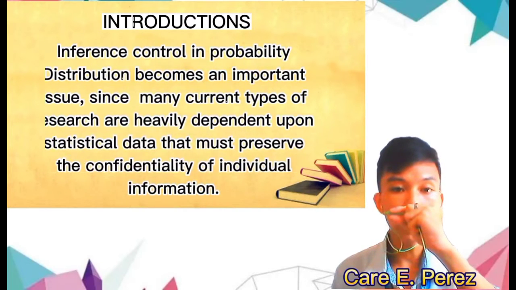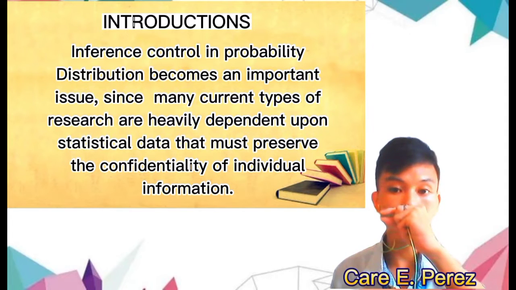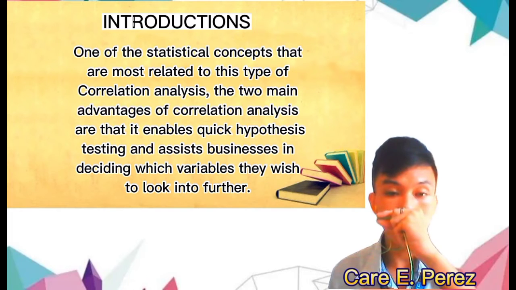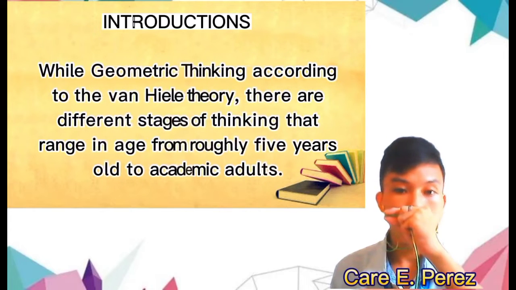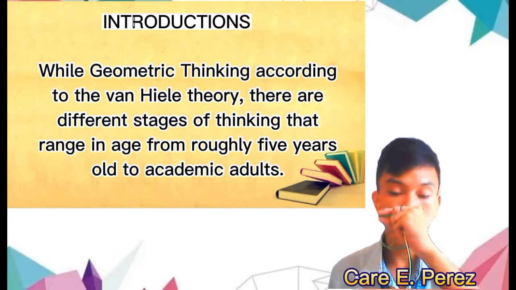Introductions. Inference control and probability distribution become an important issue, since many current types of research are heavily dependent upon statistical data that must preserve the confidentiality of individuals' information. One of the statistical concepts most related to this is correlation analysis. The two main advantages of correlation analysis are that it enables quick hypothesis testing and assists businesses in deciding which variables they wish to look into further. While geometric thinking, according to the Van Hiele theory, comprises different stages of thinking that range in age from roughly 5 years old to academic adults.